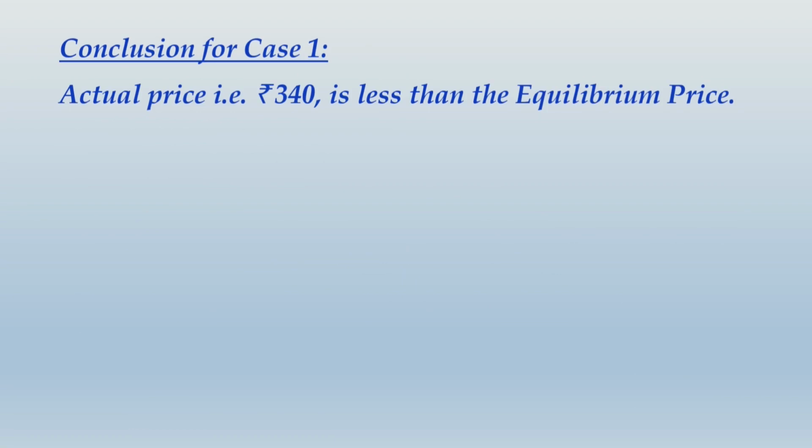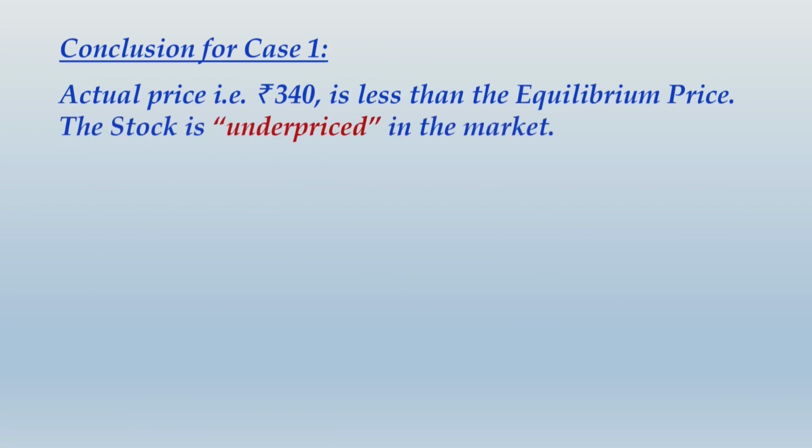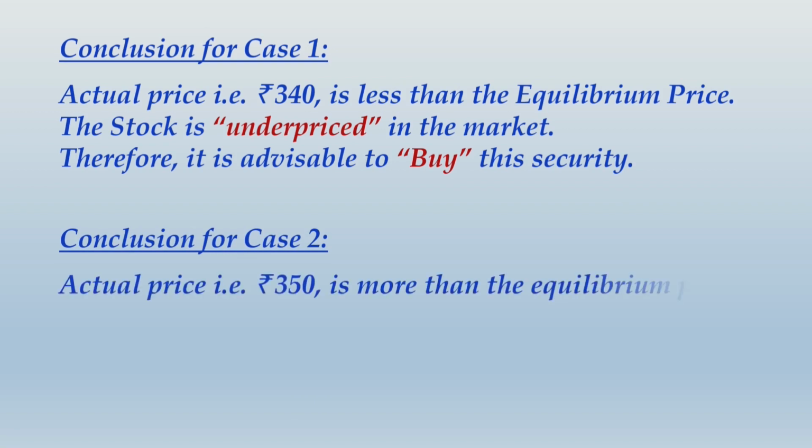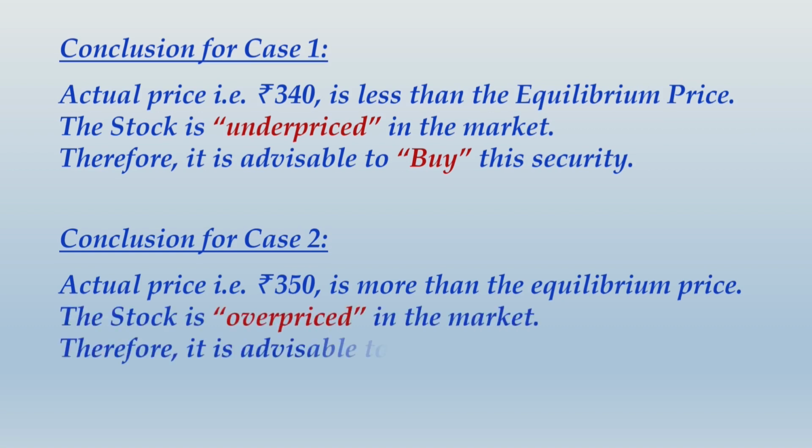In terms of the conclusion for case 1, the actual price, that is 340, is less than the equilibrium price. The stock is underpriced in the market, therefore it is advisable to buy this security. When it comes to the conclusion for case 2, the actual price, that is 350, is more than the equilibrium price. So we can conclude that the stock is overpriced in the market. Therefore, it is advisable to sell this security. So please write up this as well, and then I take you ahead.